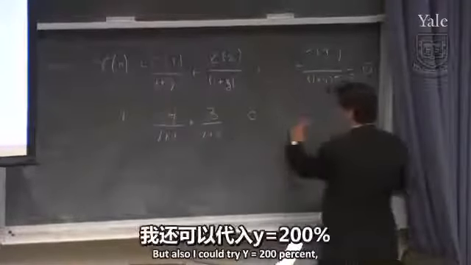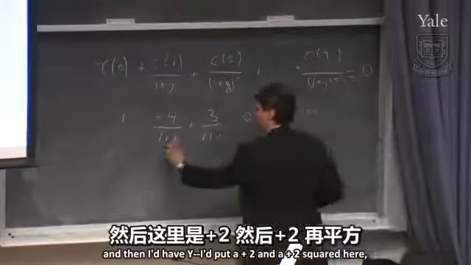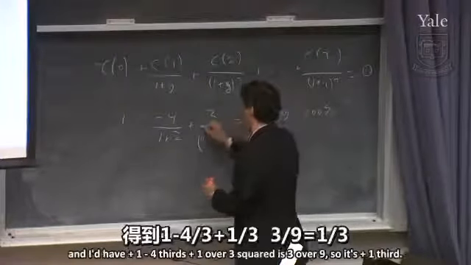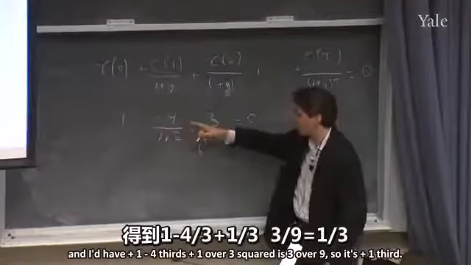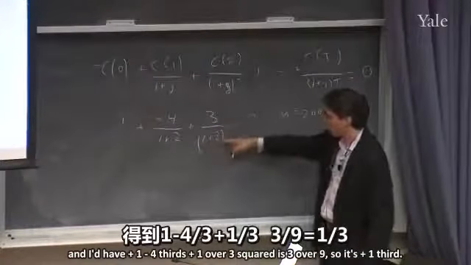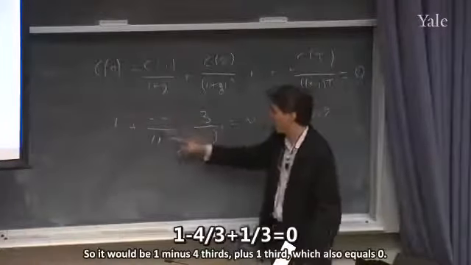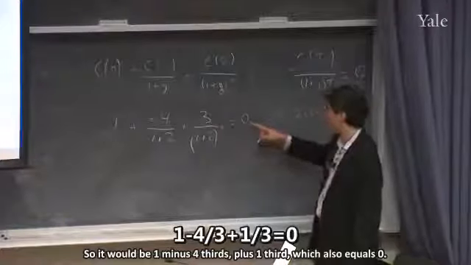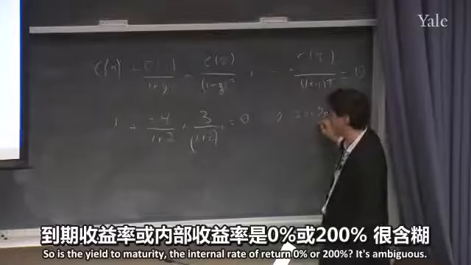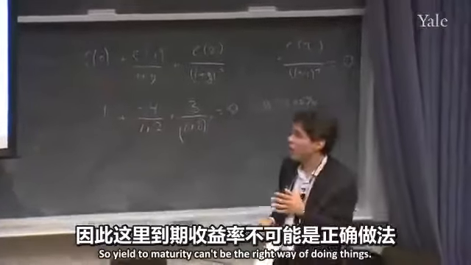But also I could try y equals 200%. And then I'd have a plus 2 and a plus 2 squared here. And I'd have 1 over 3, minus 4 over 3 squared, which is 4 over 9, plus 3 over 3 cubed, which is 3 over 27, which is plus 1 over 9. So it would be 1 minus 4/3 plus 1/3, which also equals 0. So is the yield to maturity, the internal rate of return, 0% or 200%? It's ambiguous. So yield to maturity can't be the right way of doing things.